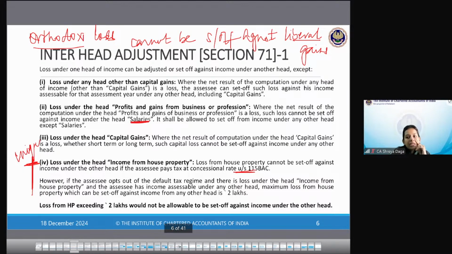Ma'am, in 115BAC, it is already zero in set off, and in let out it can be set off against a different head. In 115BAC, meaning in the default regime, if you have loss from income from house property, you cannot set it off against income from other heads. Exactly. So intra-source, suppose you have one loss, intra-head within house property, then in default it is allowed. But not against other heads in the default regime. Okay.